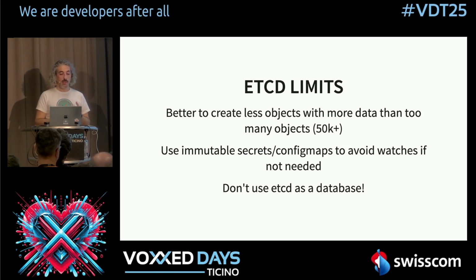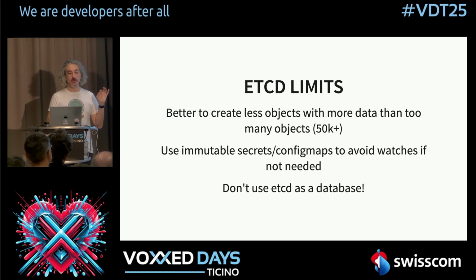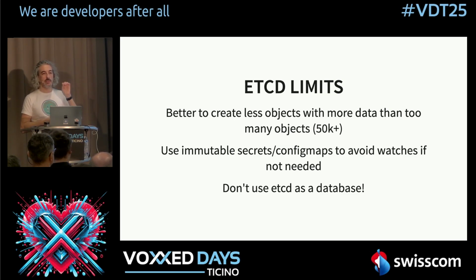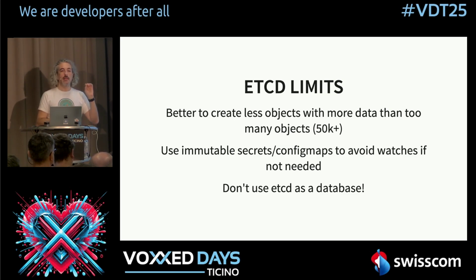It's better to create fewer objects with more data than too many objects because of the watching, the memory usage. And there's one thing in Kubernetes, immutable secrets and config maps, that you can use to avoid watches. You can tell Kubernetes this secret, this config map is immutable, and then it will not create a watch for it. And of course, do not use etcd as a database.